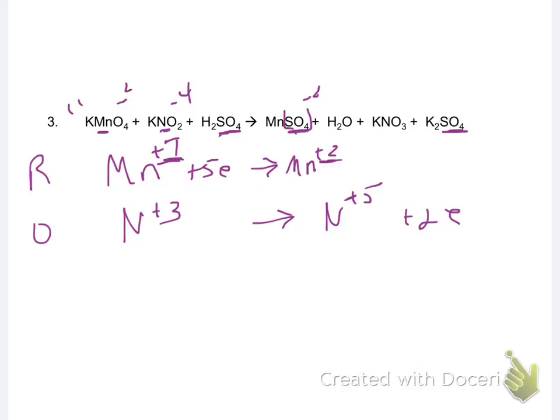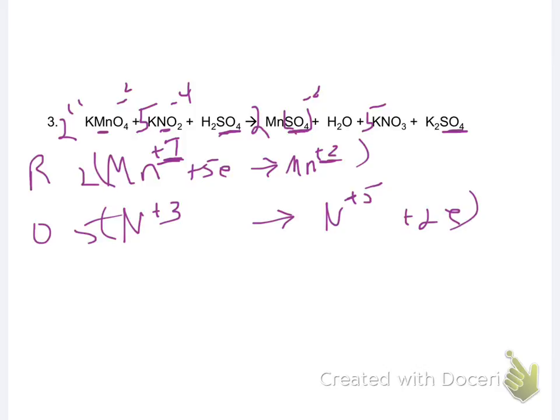Okay, so let's balance the electrons. I've got 5 here, 2 here, so I've got to multiply all of this by 2 and all of this by 5. And when I do that, I get 2 in front of the KMnO4, 2 in front of the MnSO4 here. I'm going to have 5 in front of this nitrogen-containing compound and 5 in front of this nitrogen-containing compound.